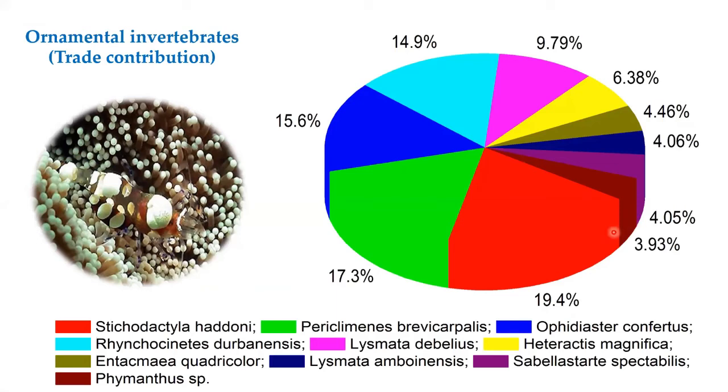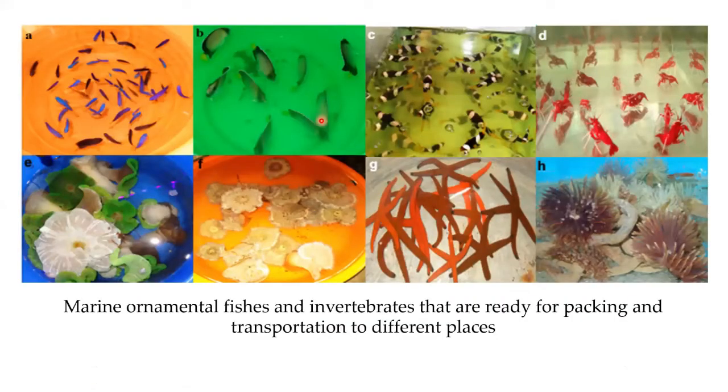If you look at the invertebrates, there is Stichodactyla haddoni, which is a carpet anemone, which constitutes almost 19% share in the invertebrates. And there is a shrimp called Periclimenes brevicarpalis, which constitutes almost 17% of the share. So what the link here is, if the fisherman is going inside to catch the sea anemones, and there is the associated shrimp, the Periclimenes brevicarpalis, as well as the symbiotic fishes or the clownfishes.